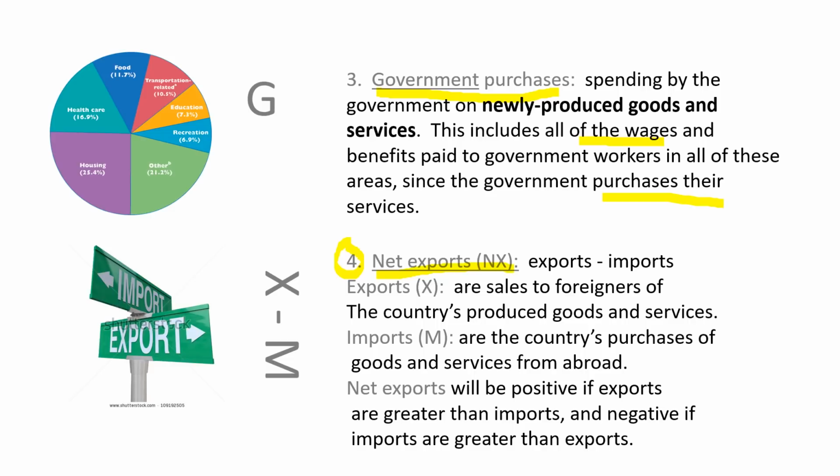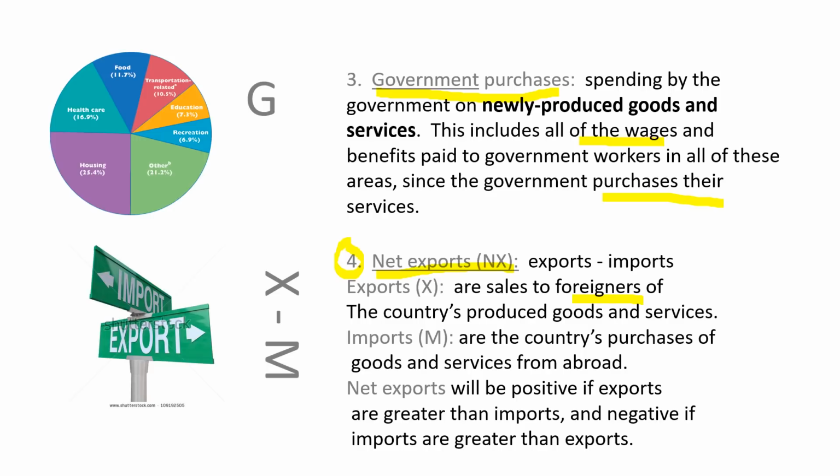And the last component is net exports. Okay, and net exports is exports minus imports. Now, exports are sales to foreigners of the country's produced goods and services. The definition of an export is something that is shipped or brought to another country to be sold or traded. An example of an export is, let's say, fruits being shipped from Bahrain to be sold in another country.